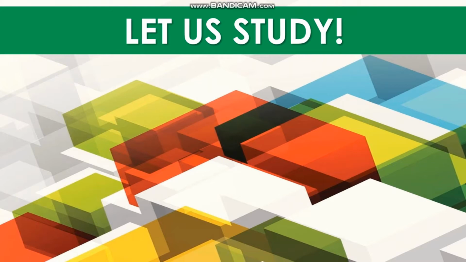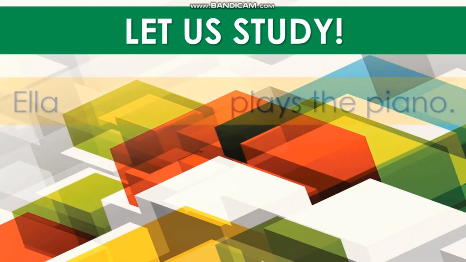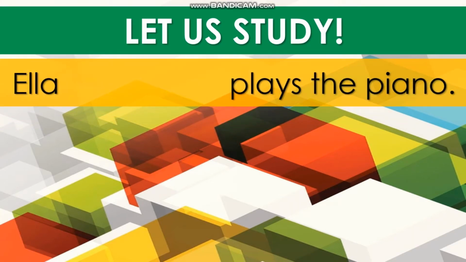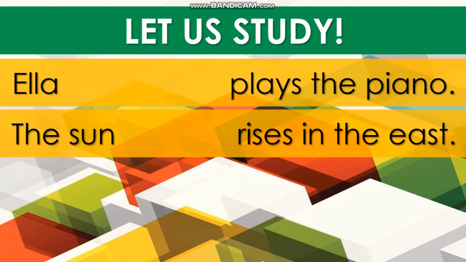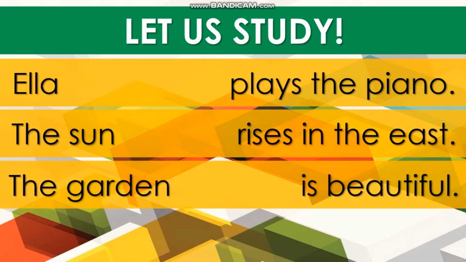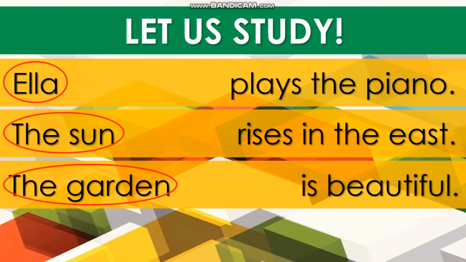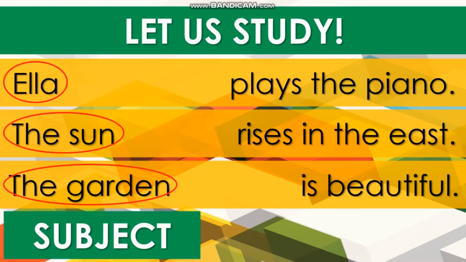Let us take a look at the different examples so we can further understand what a sentence is. Ella plays the piano. The sun rises in the east. The garden is beautiful. So it is mentioned a while ago that a sentence is composed of a subject and a predicate. Let us analyze the given examples. Ella, the sun, and the garden are what we call subject. The subject is the doer of the action. It can either be a person, an animal, a place, or a thing.